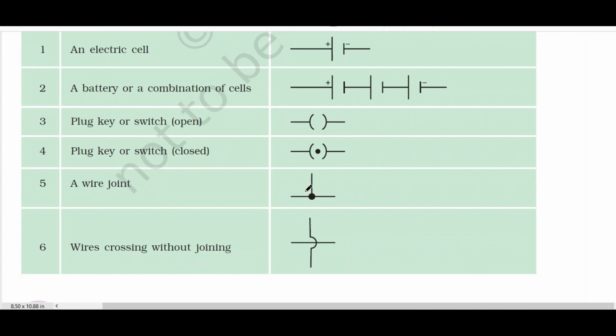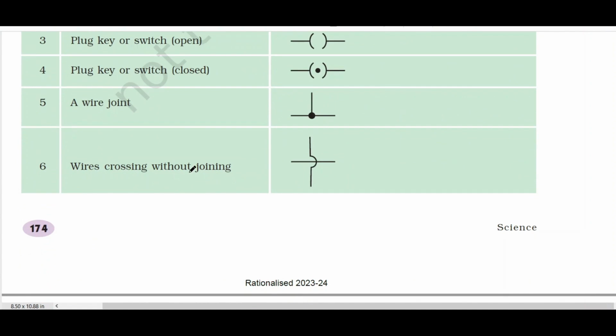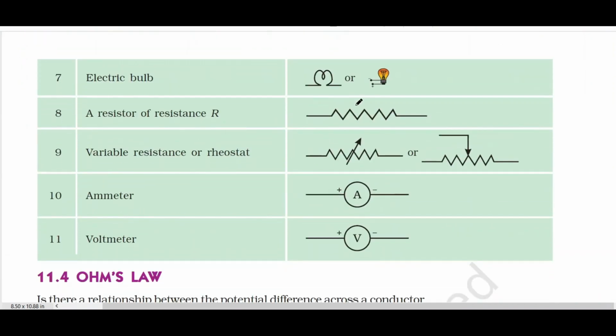तो अगर दो wires use कर रहे हैं और दोनों joint हैं, तो उनका joint कैसे दिखाते हैं? With a dark dot. Then if there are two wires which are not joining but passing over or under each other, तो उसको कैसे दिखाते हैं? एक हल्का सा सेमी सर्कल बना के ऊपर से ये वायर you can take it out. Okay, then you have an electric bulb which is shown like this or this.